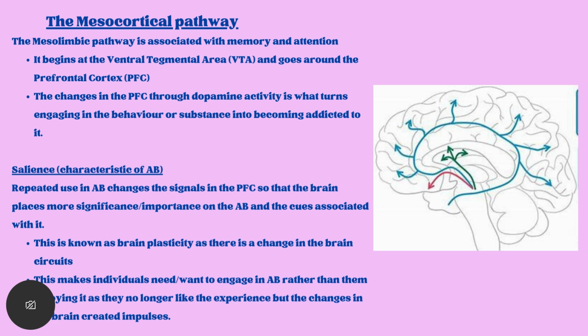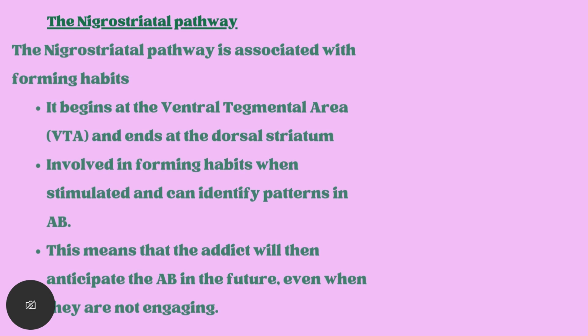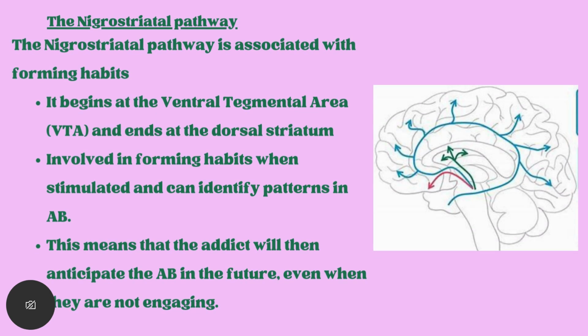Now, this last pathway I'm going to introduce, a few sentences or two will help. It's very short, so if you could fit it in, that'd be great. It'd boost your answer. So this is the nigrostriatal pathway. This is what's associated with forming habits. As I said, it begins at the VTA and it ends at the dorsal striatum. Now this is where habits are formed when we are stimulated.